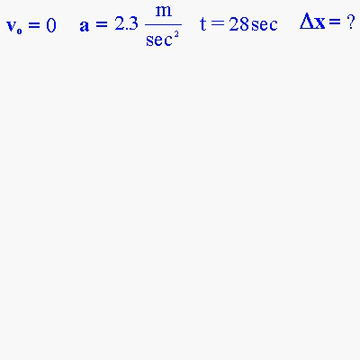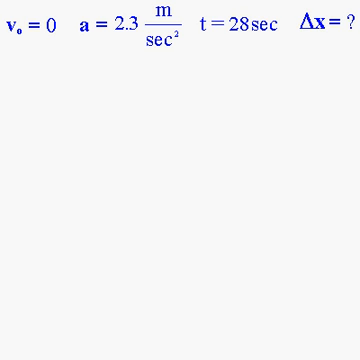In this example, we're dealing with an airplane that starts from rest, so its initial velocity is 0. It accelerates at 2.3 meters per second squared, and it does so for a time of 28 seconds. And the question is, what's the displacement?